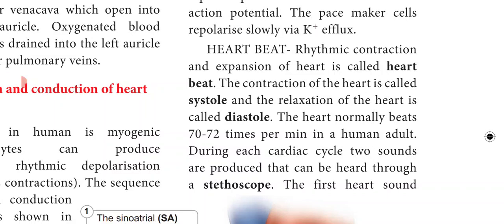An increased heart rate is called tachycardia. Tachycardia means the heart beats faster than the normal rate, and a decreased heart rate is called bradycardia. So contraction means systole and relaxation means diastole. So this is about the heartbeat.